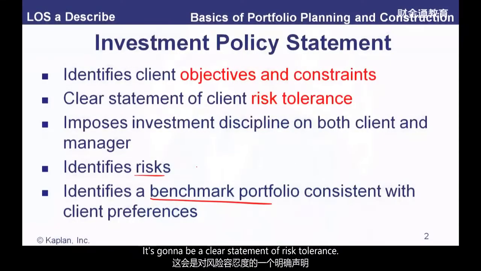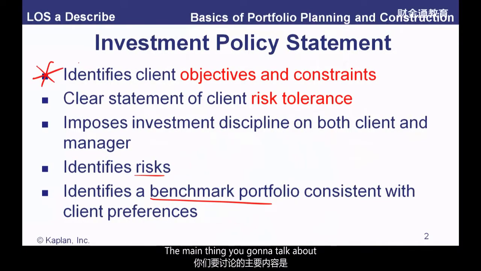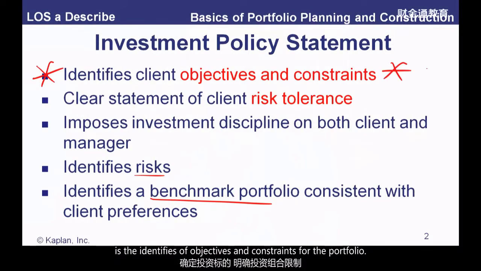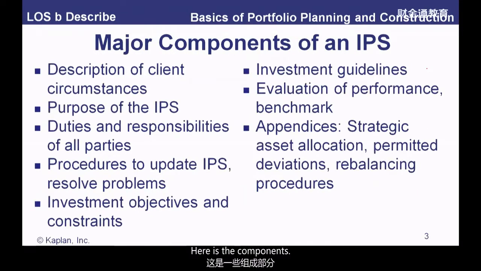It's going to be a clear statement of risk tolerance, and actually, these first two are redundant, okay? But the main thing that we're going to talk about is that it identifies objectives and constraints for the portfolio. So it's this written document, and you'll see there's some other stuff that goes in it. Here are the components. Of course, you want a description of the client. Is this a pension fund? Is it an individual? How old are they? How large is the pension fund? Who are the beneficiaries? All those types of things.